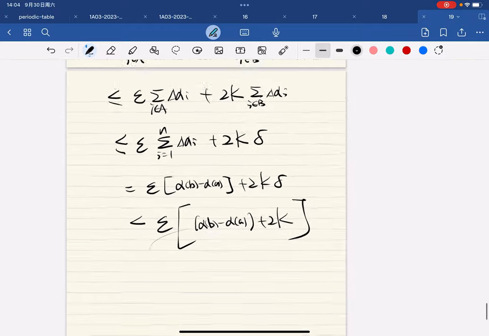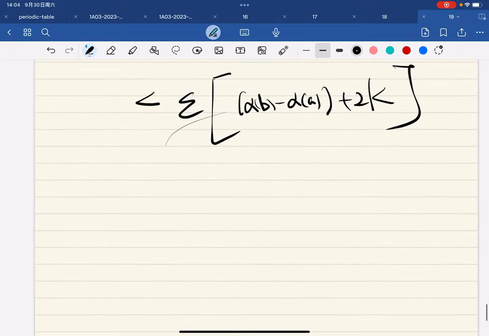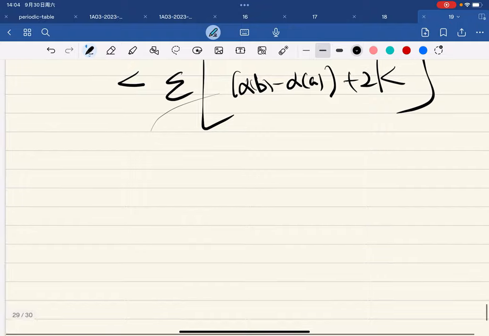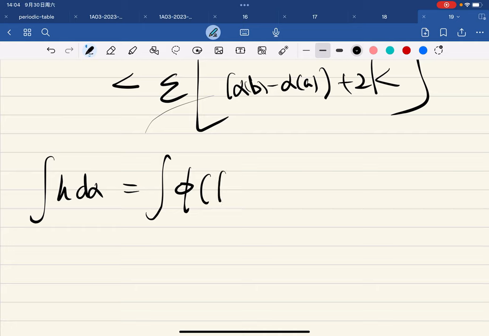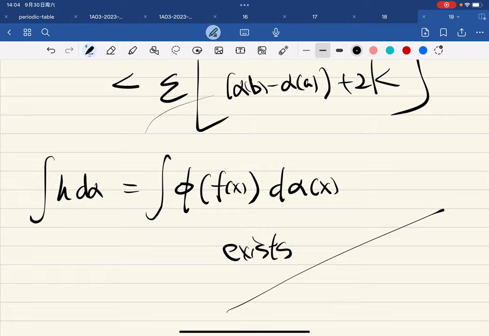Since epsilon is arbitrary, we have the integral of h with respect to alpha, which is the integral of phi of f of x with respect to d alpha of x, exists. And we're done.